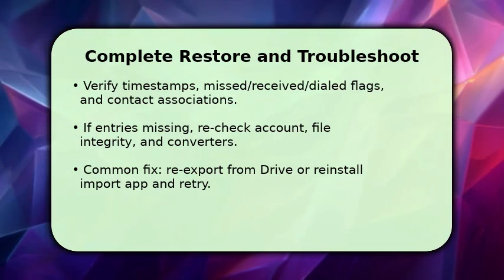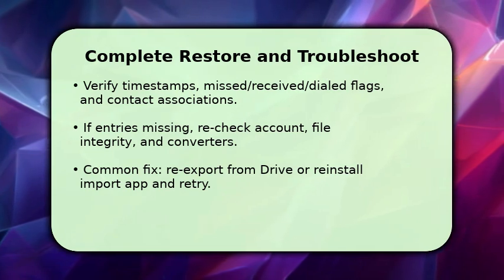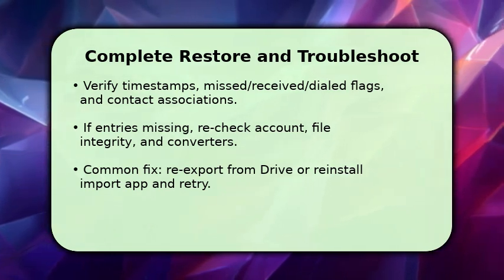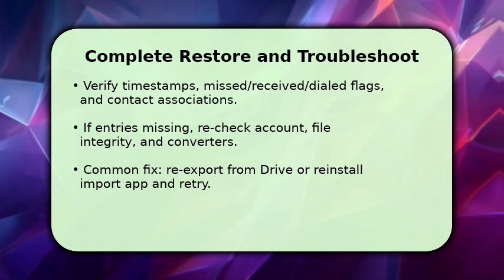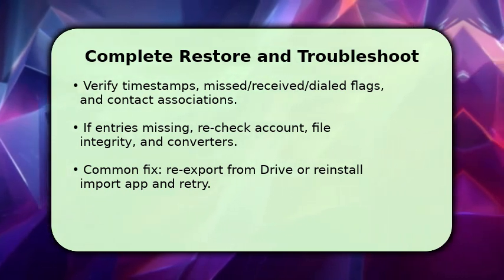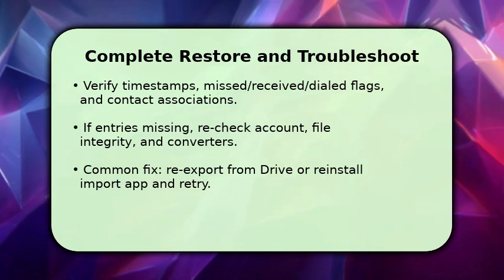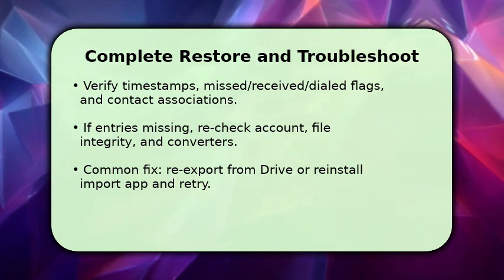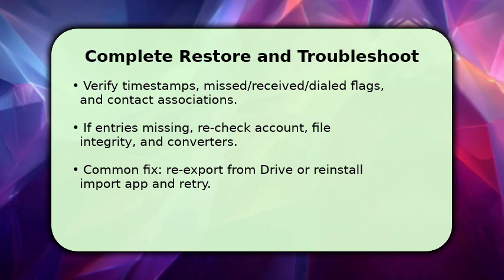After the import completes, review the call history for correct timestamps, call types, and contact associations. This confirms the mapping worked. If records are missing or mismatched, make sure you use the exact Google account and that the downloaded file wasn't truncated. Re-download from Drive if necessary.